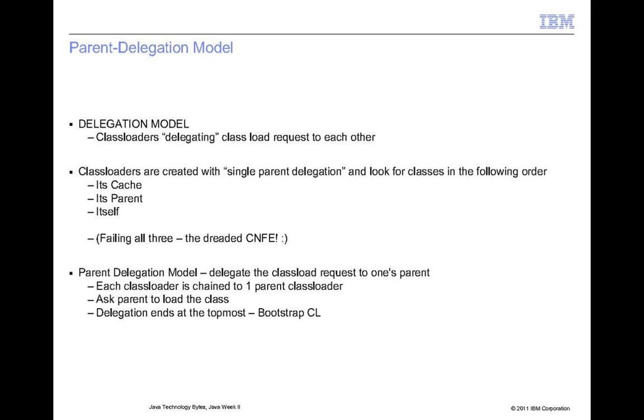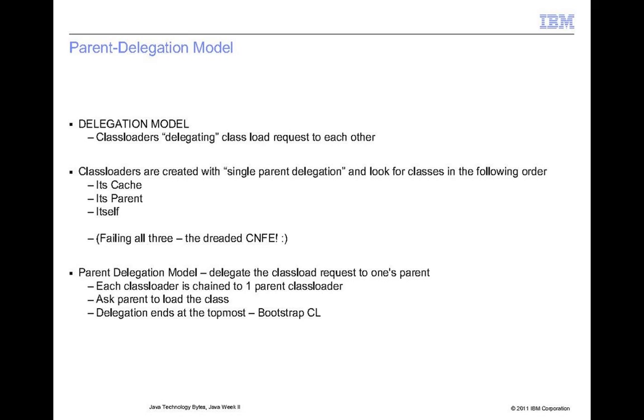Now, in the second step of the lookup, the process of delegating the class load request to one's parent is actually called the parent delegation model. Each class loader is chained to one parent class loader. That is what I meant earlier by saying single parent delegation. So each class loader will be chained to one parent class loader, and whenever there is a class load request that comes to this class loader, it will first ask its parent to load the class. Now, this parent delegation model will end at the topmost class loader, which is the bootstrap class loader.